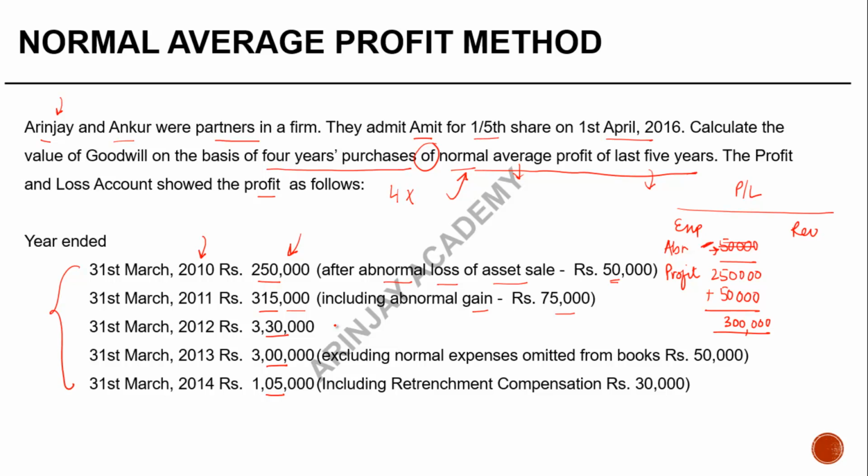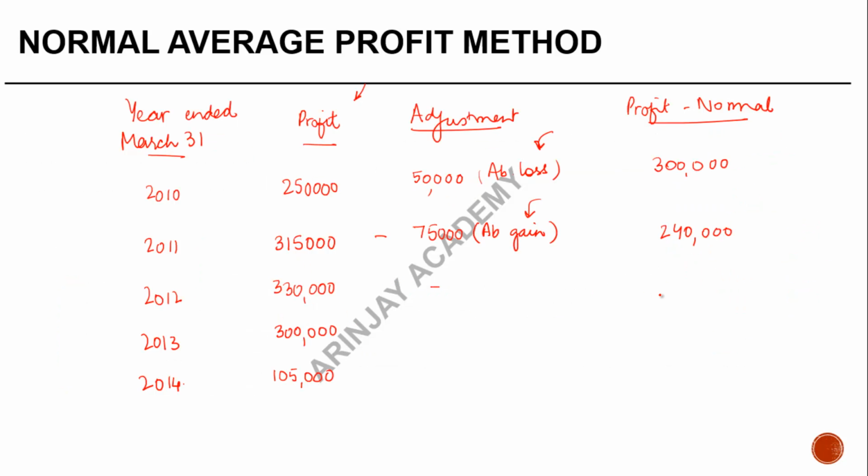The next one is 3,30,000. There's no adjustment. So no adjustment, 3,30,000.